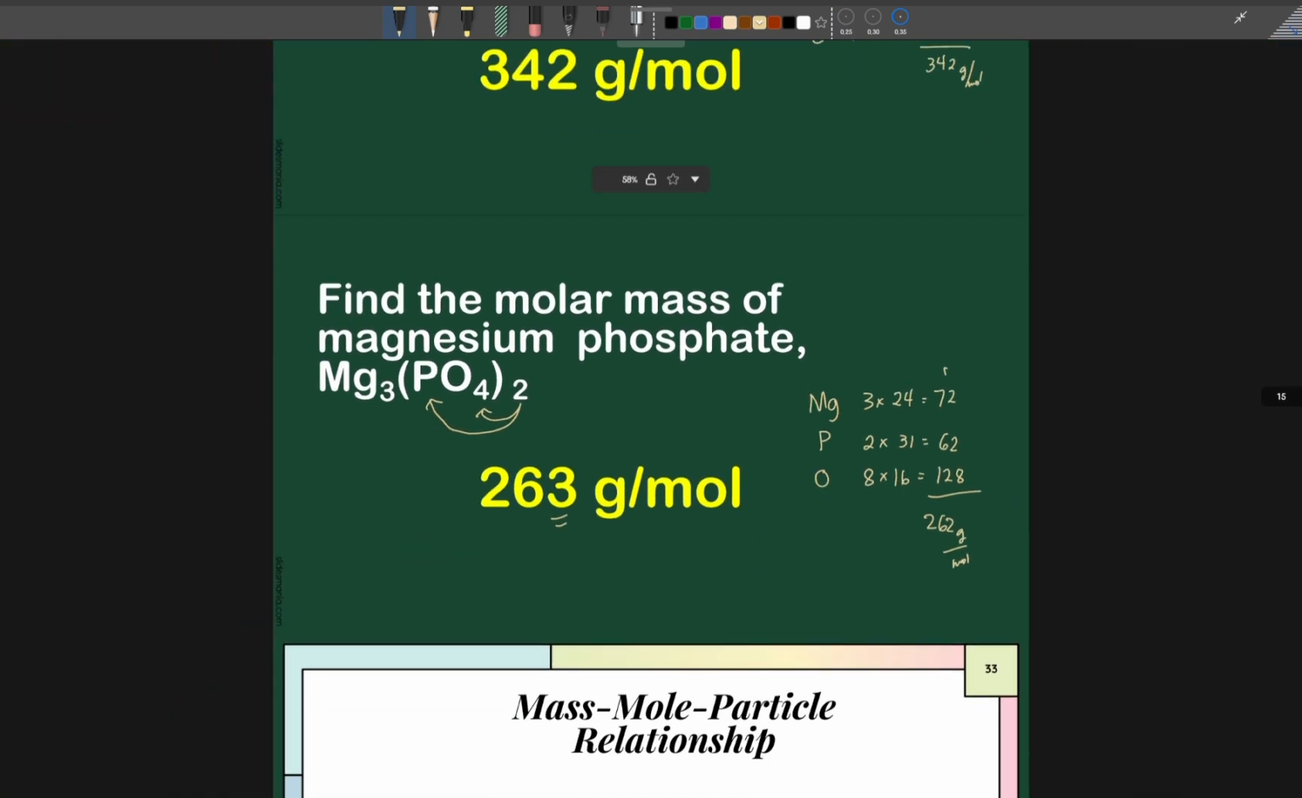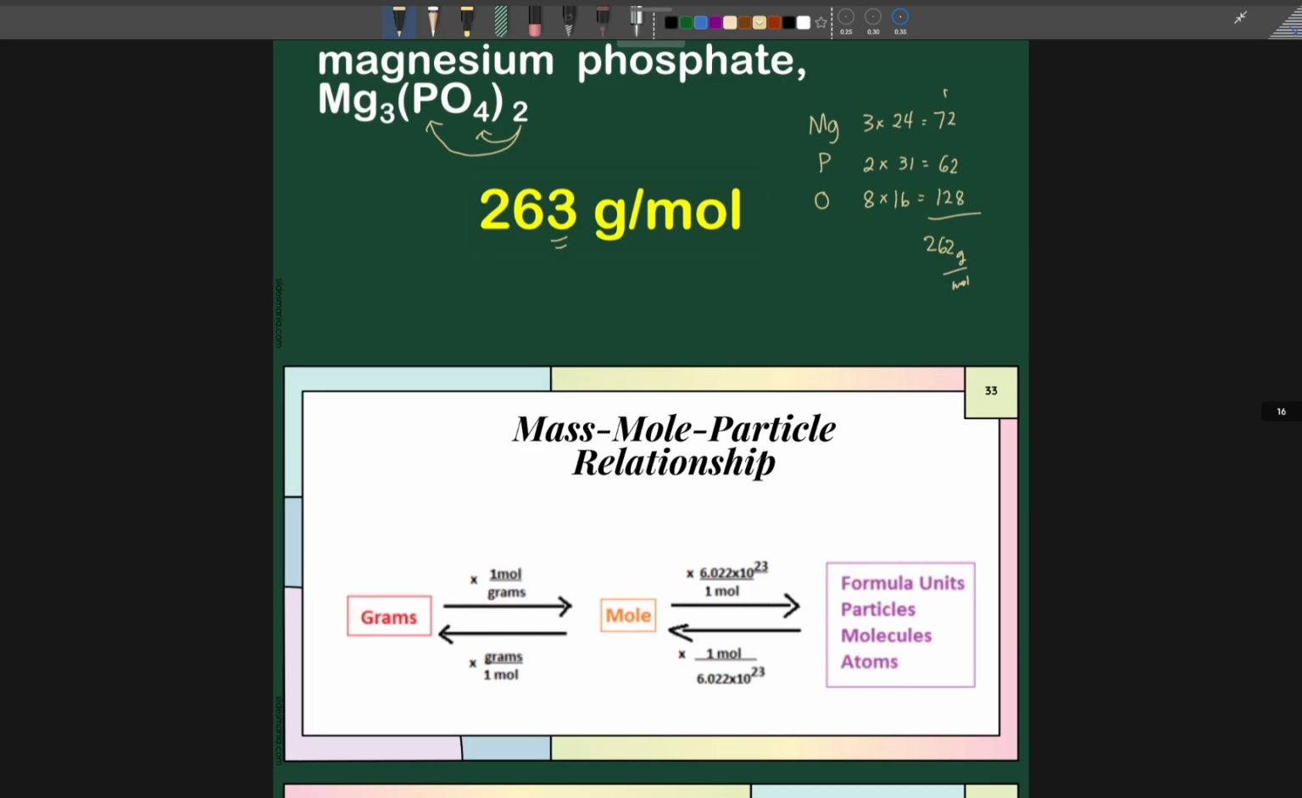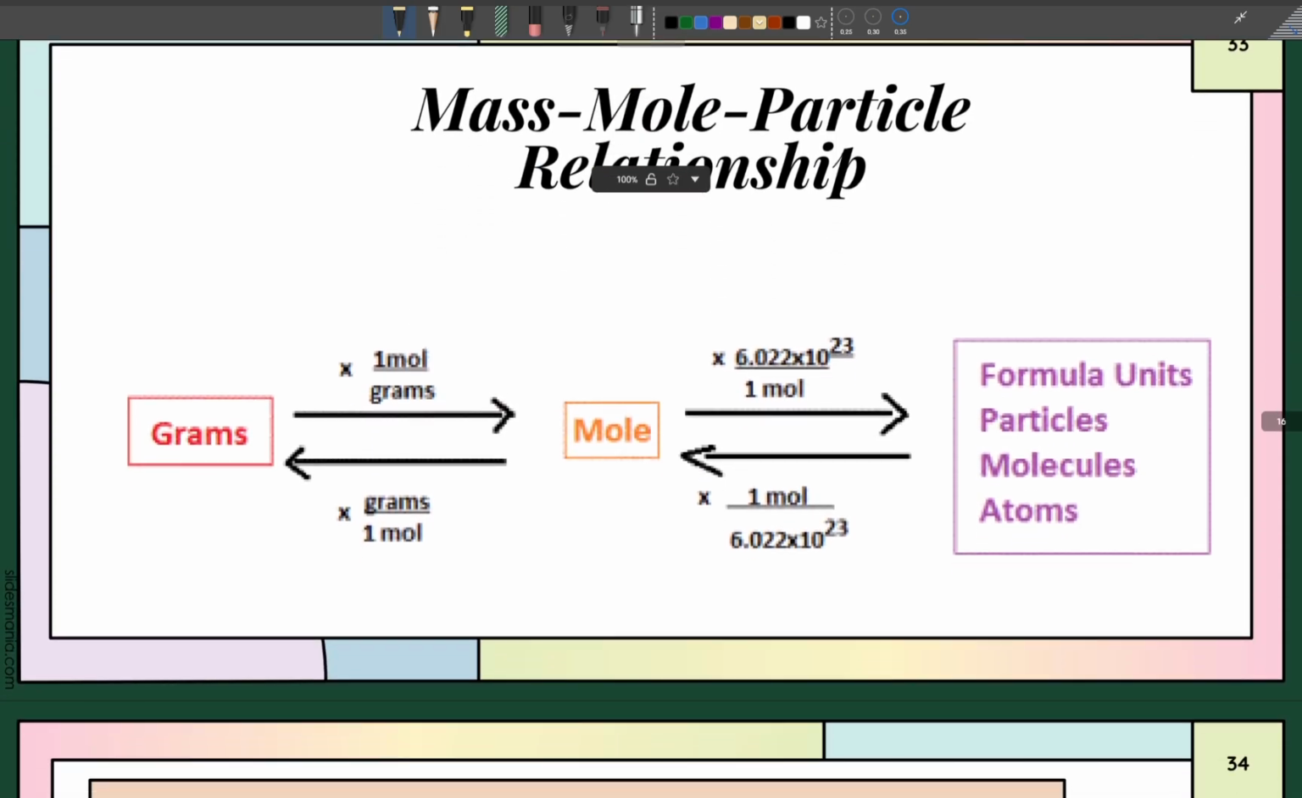Okay, there. So that's basically molar mass. Now let's talk about the mass, mole, particle relationship. This time we'll be converting from mass to mole to particles. It's like conversion of units. So take note that when you are converting grams, which is mass, to mole, you'll be using grams per mole or moles per gram. So this means you have to use the molar mass.